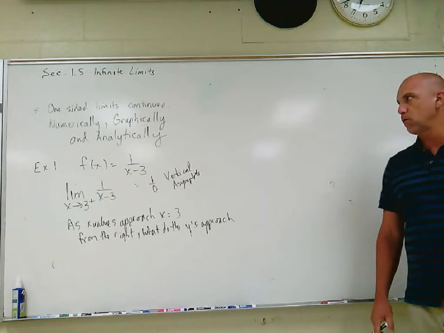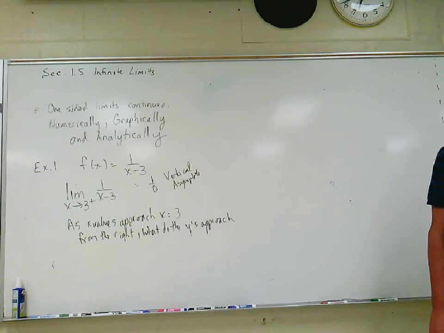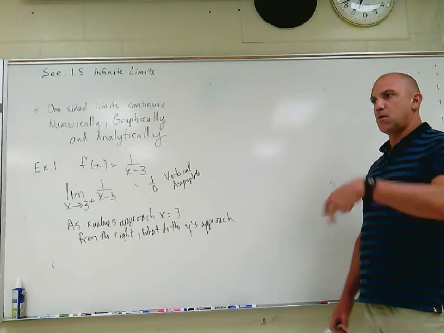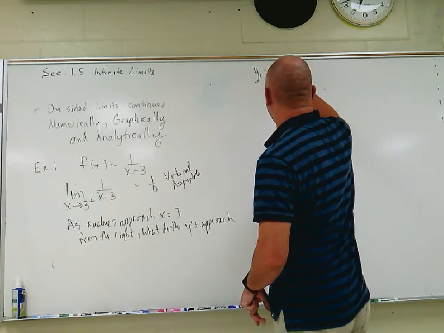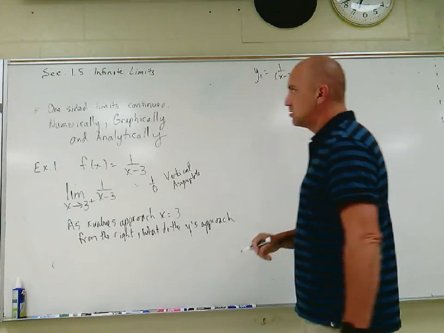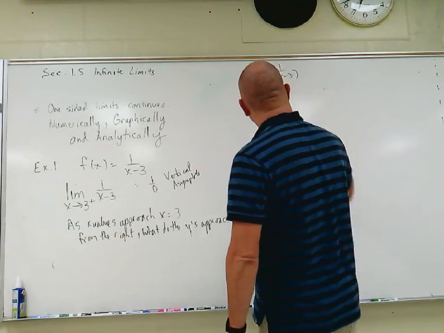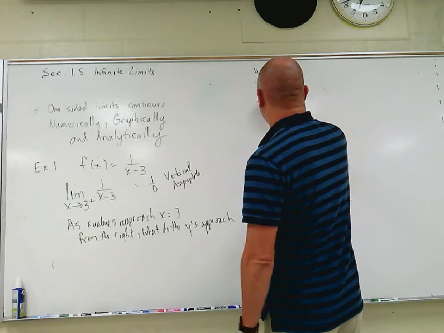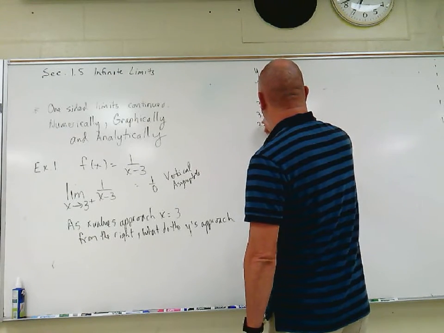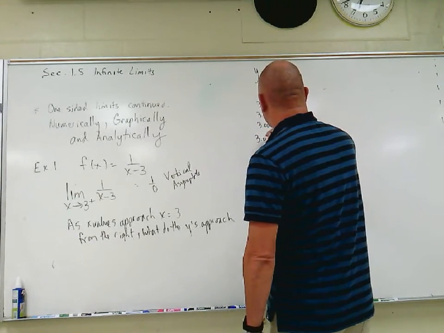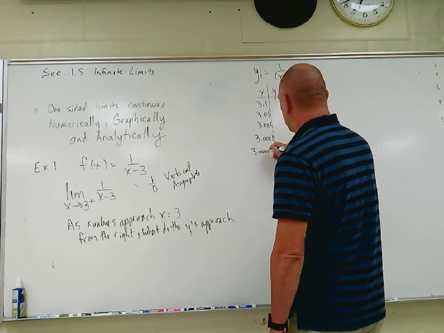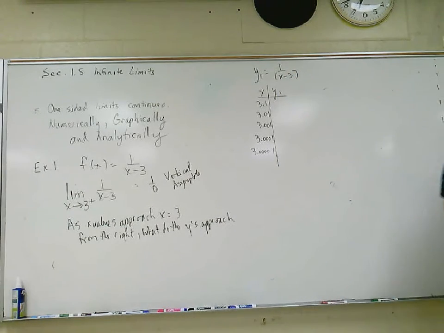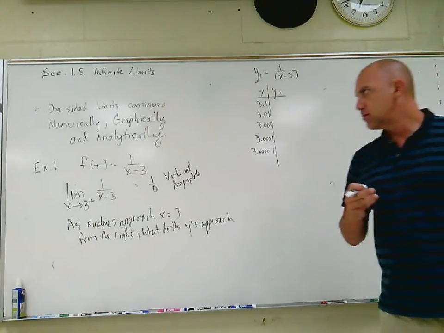So here's how we're going to work this. We're going to work this all 3 ways. We're going to start with a table. So what I'd like you to do is go into y1, put your 1 over x minus 3. Make sure that all of x minus 3 is in parentheses, and go to your table. And let's just approach 3. So 3.1, 3.01, 3.001, 3.0001, 3.00001. And we'll give the outputs for those. And then we'll look at the trend that way.